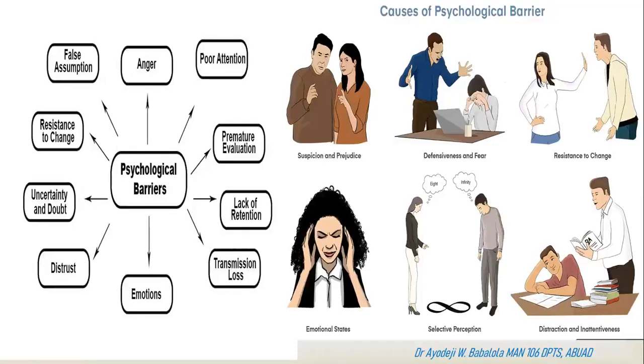So lack of retention is part of it. Transmission loss, emotions, distrust. When there is a trust issue, we don't trust this person. See, many of us in our societies have that. Our default setting is that everybody's lying. So as the person is talking, you are waiting to catch him or her without paying attention to other things, just waiting for contradictions in what they are saying. You know, distrust.